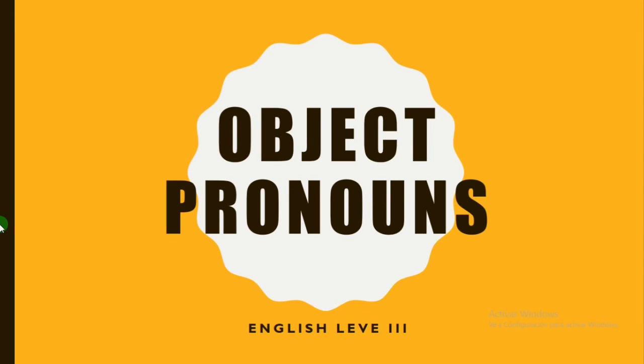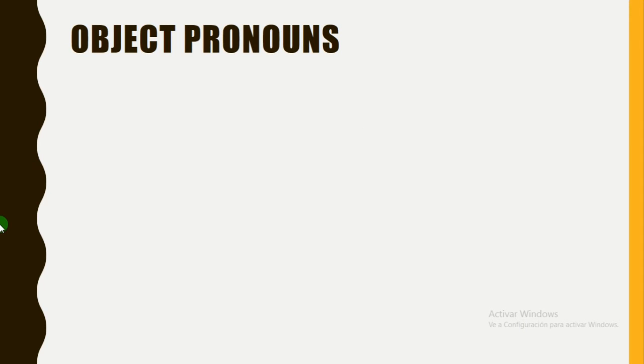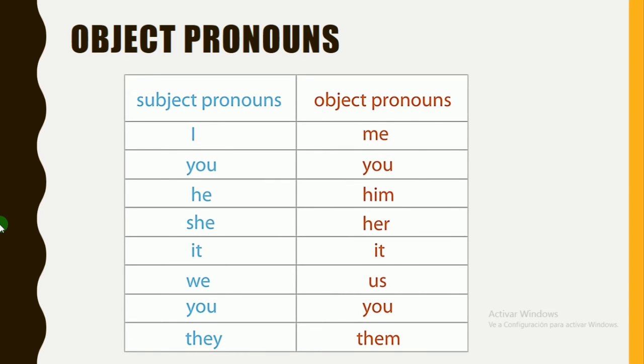Now we're going to move on to the second topic of today, object pronouns. Vamos a hablar un poquito de este tema que es un poquito más corto. Okay, there we have object pronouns. So in level 1, we learn subject pronouns that we have here: I, you, he, she, it, we, you, and they. But we also have object pronouns: me, you, him, her, it, us, you, and them.